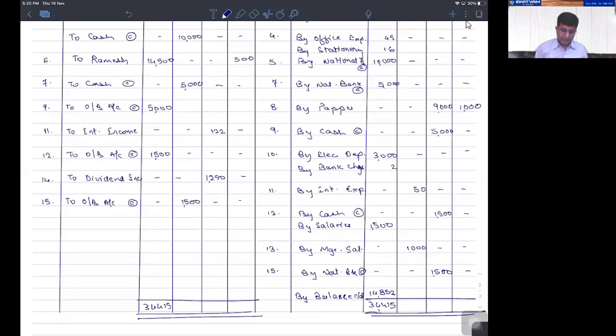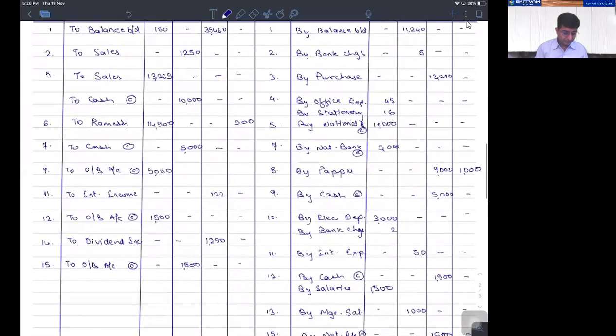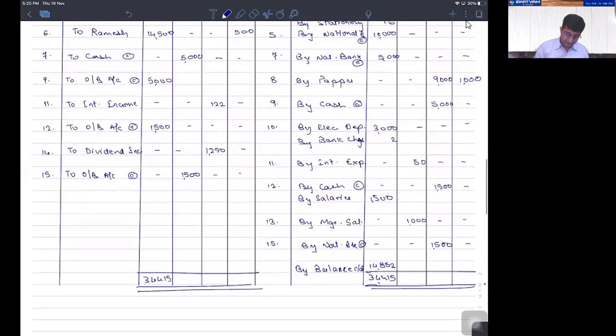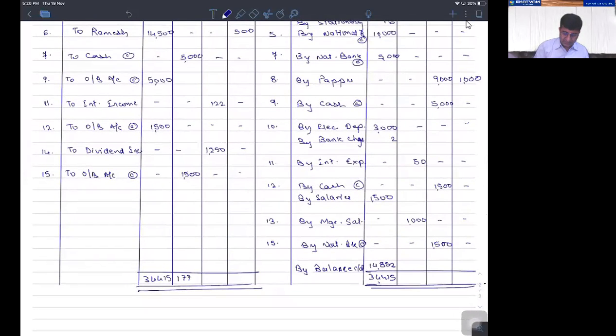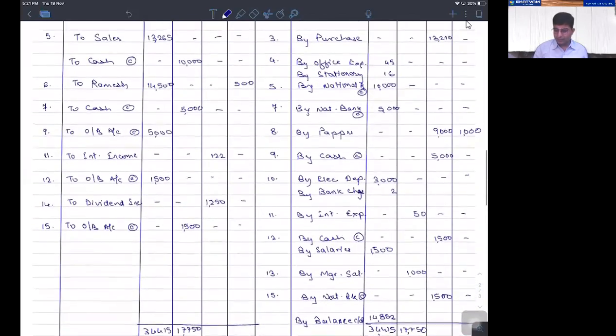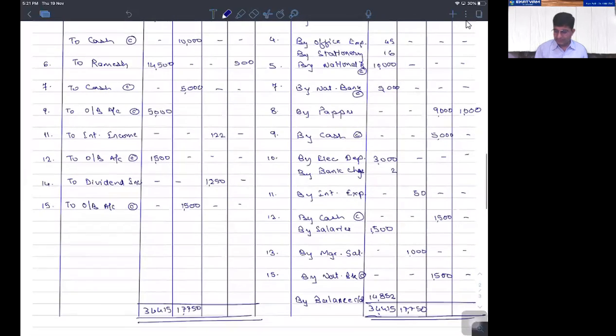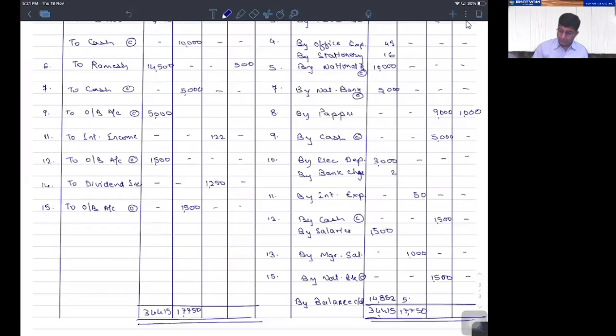All right. In the national bank column, debit side is 1250, 10,000, 5,000, 1,500. So total of the column is 17,750. From that, I'll subtract what? 11 to 45, 50,000. That's it. So balance is 5455.